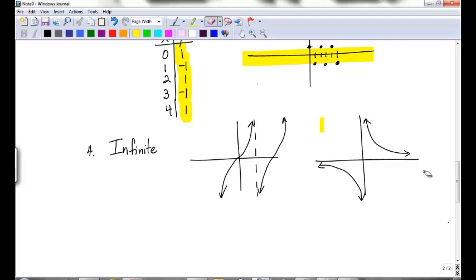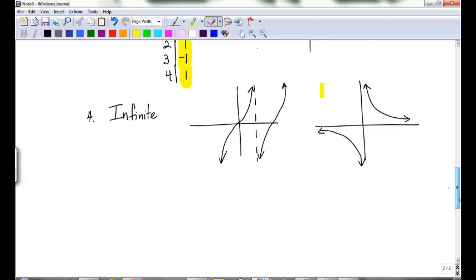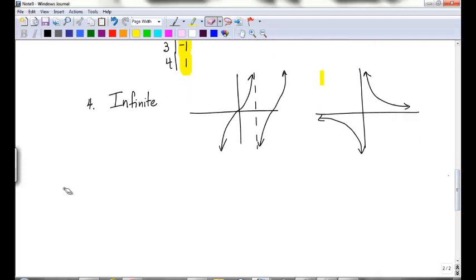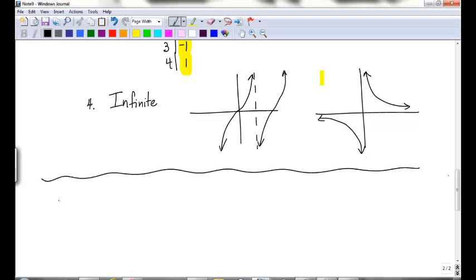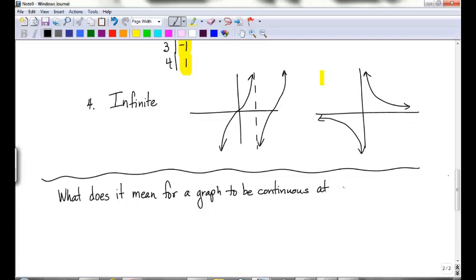The next thing the author talks about is, he asks a couple of questions. Draw a little separator there. What does it mean for a graph to be continuous? What does it mean for a graph to be continuous at every point of its domain?